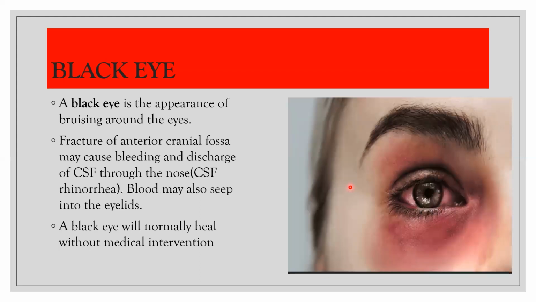Now, some clinical correlation. We have the black eye. The black eye is the appearance of bruising around the eye. So when you have a fracture of the anterior cranial fossa, it may cause bleeding and discharge of CSF through the nose, what we call CSF rhinorrhea, and blood may also seep into the eyelid. So you can see this is the area of the eyelid, this black discoloration. This is what we call the black eye. So this is the clinical significance. Whenever you have a fracture of the anterior cranial fossa, blood may seep into the eyelids to cause this black eye. Now, it's worth noting that the black eye would normally heal without any medical intervention.